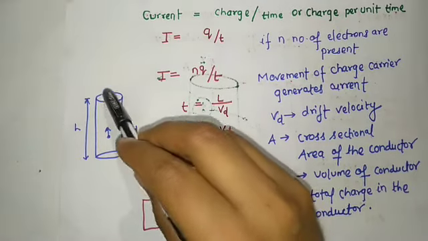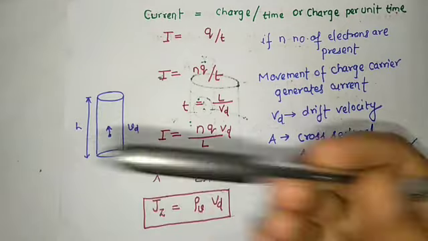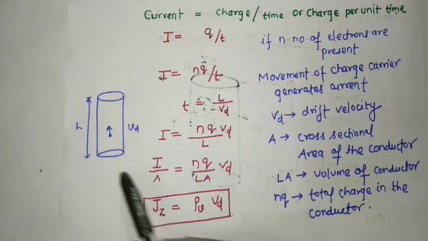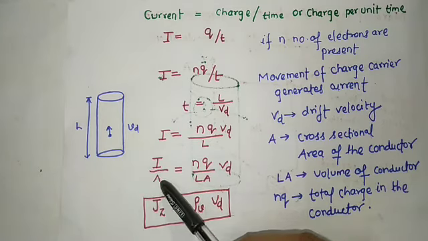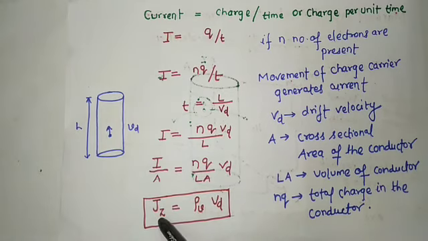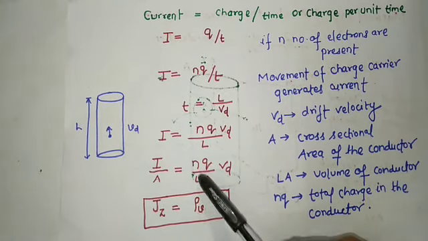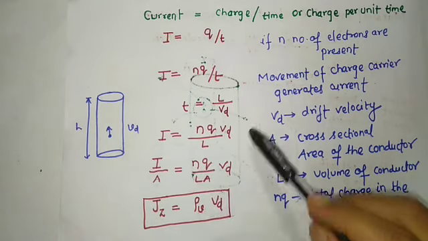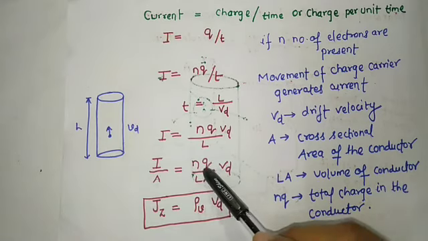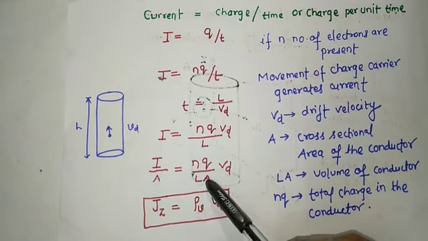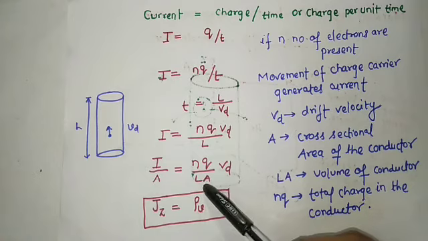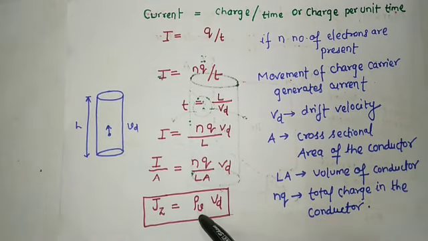What is this? This is the cross sectional area of the conductor. On both sides we divide by A. A is the cross sectional area. So ampere divided by area is current density. N into q is the total charge. Total charge divided by L into A. L into A is the volume. Total charge divided by volume is volume charge density.